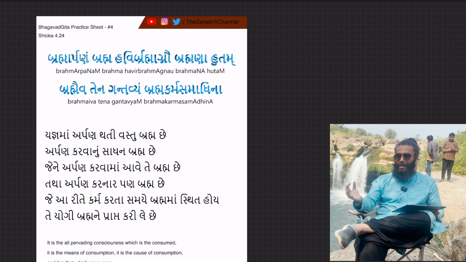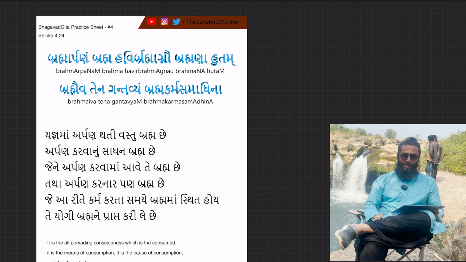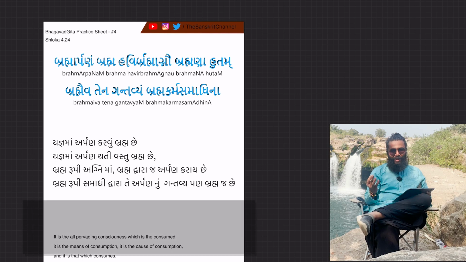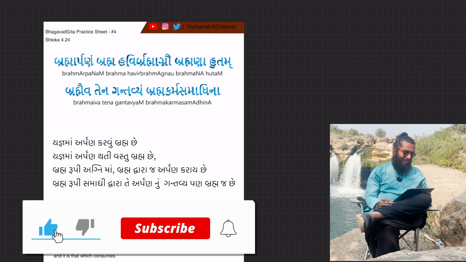So everything that is involved, from the doer to the activity to its result to its destination, everything that exists, so subject, object and verb, all of them are referred to here as Brahma. Once again the shloka is uttered like this: Brahmarpanam Brahma Havir Brahmagnau Brahmana Hutam Brahmaiva Tena Gantavyam Brahma Karma Samadhina. I hope the English meaning of it is clear. Let me now practice reading and writing the Gujarati translation of this shloka.